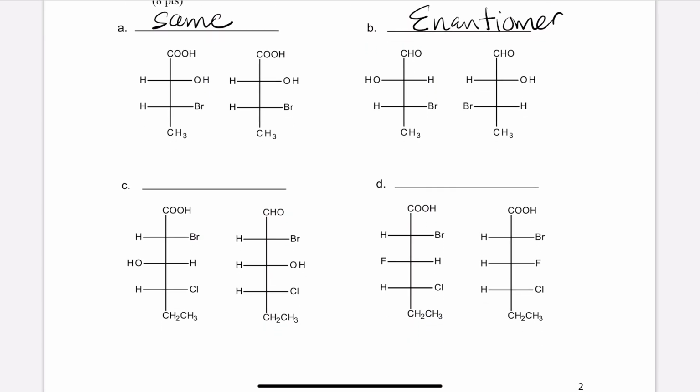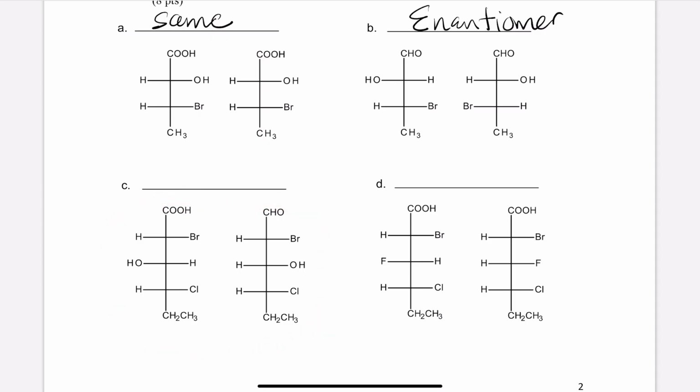Now let's look at the next one. We got COOH and we have CHO. All right, but we have hydrogen, hydrogen. We got 1, 2, 3 hydrogens, 1, 2, 3 hydrogens. We got a bromine, a bromine. We got OH and OH. We got Cl, Cl. We got the CH2, CH2, CH3, CH3. But we have COOH and we have CHO. We have one more oxygen than here.